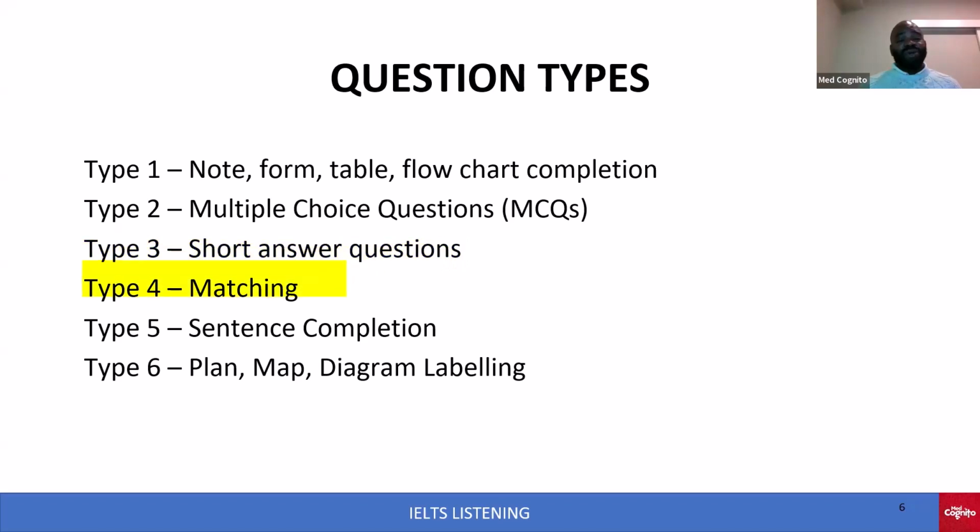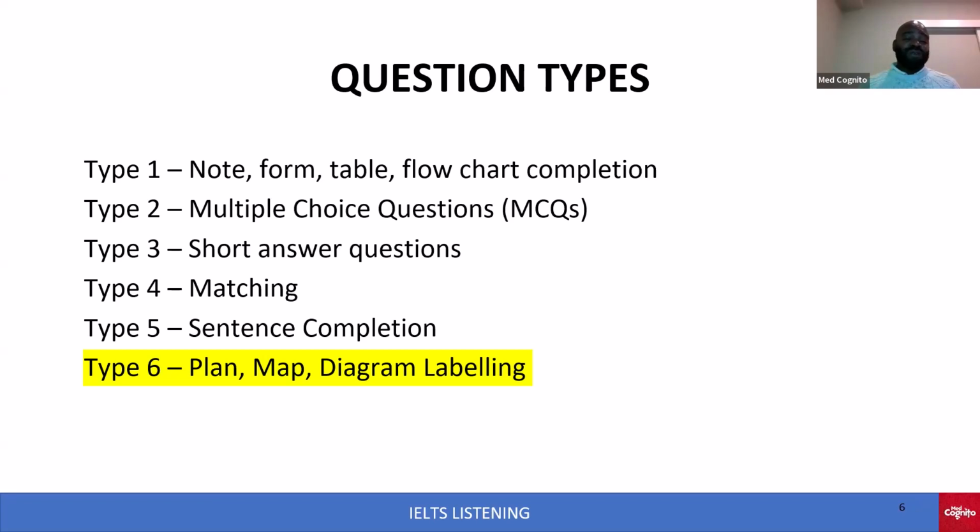There are what we call matching questions, where you would have a list of questions and you would have some answers, and you need to match the answers to those questions. There is sentence completion, where you are given a sentence with a word or some words missing, and you will have to fill it. And the final type of questions that you will get during the listening test is one that involves a plan, a map, or diagram labeling.